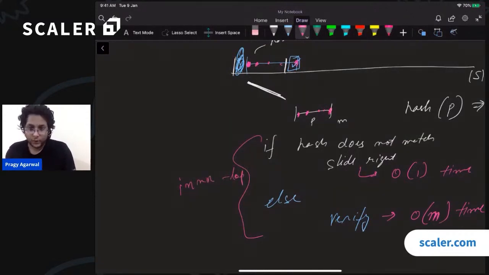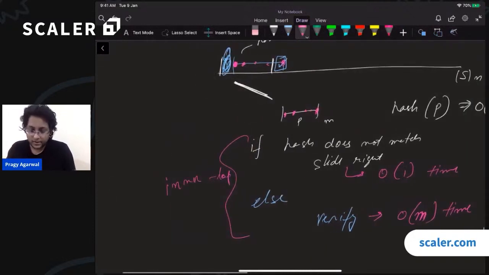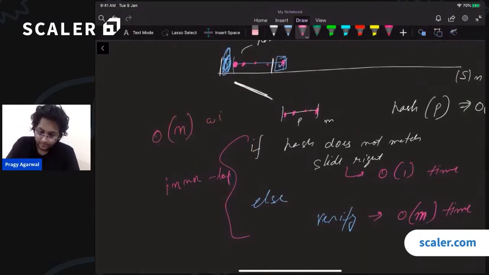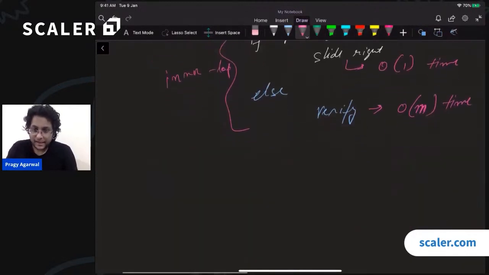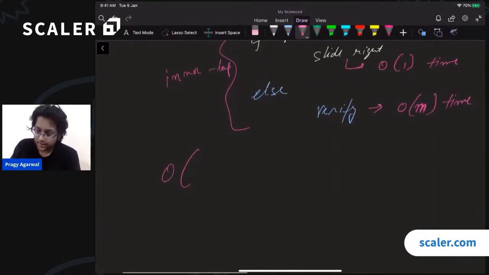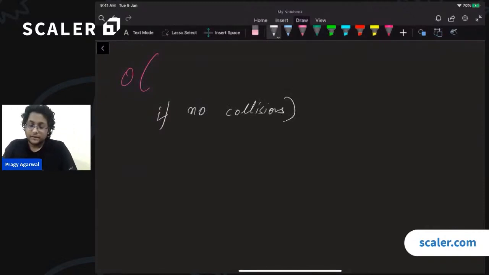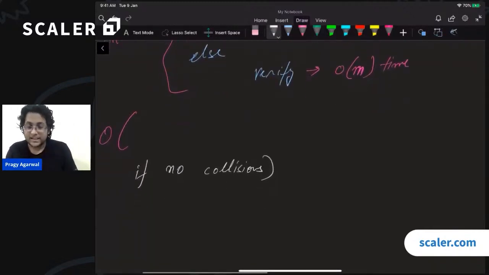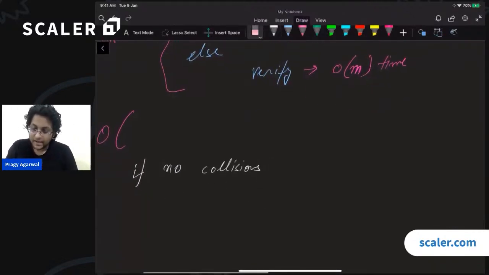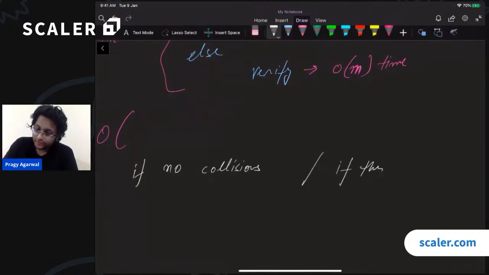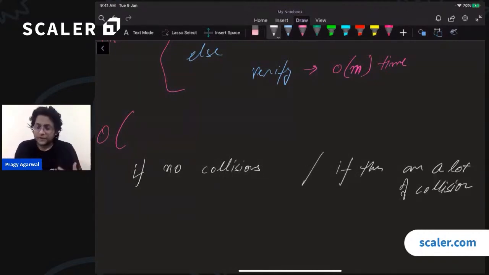We are doing this for every window, and there are order of n windows. So our time complexity will look something like this. If there are no collisions, then every match is guaranteed to be correct. On the other hand, if there are a lot of collisions, then most of the matches will be spurious.